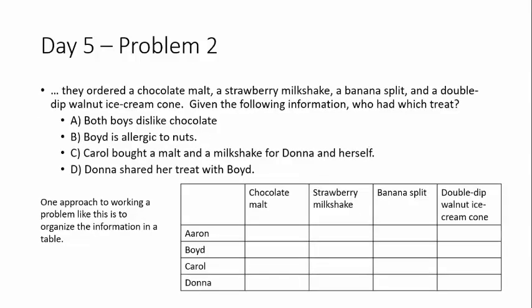One approach to working a problem like this is to organize the information in a table. Once you have the table set up with the information, you can begin eliminating choices that cannot be a solution. So notice in this table that we have the names of each of the students, and we have the choices that they have.